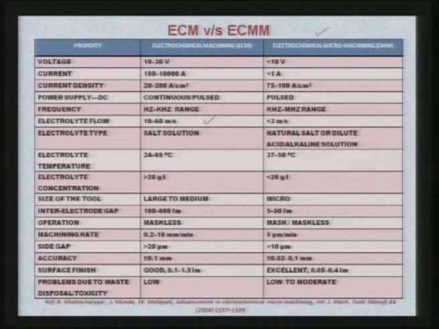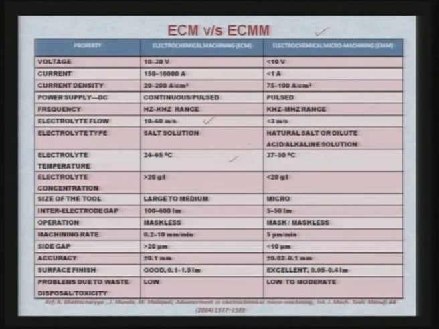Electrolyte, you can use various kinds of electrolyte in both cases, whether macro machining or micro machining. Electrolyte temperature does not go very high in both cases, normally within 60-65 degree centigrade. However, theoretically you can go as high as 90-95 degree centigrade, below the boiling temperature of the solvent, that is the water in normal cases. Electrolyte concentration is normally kept less than 20% in case of micro machining.